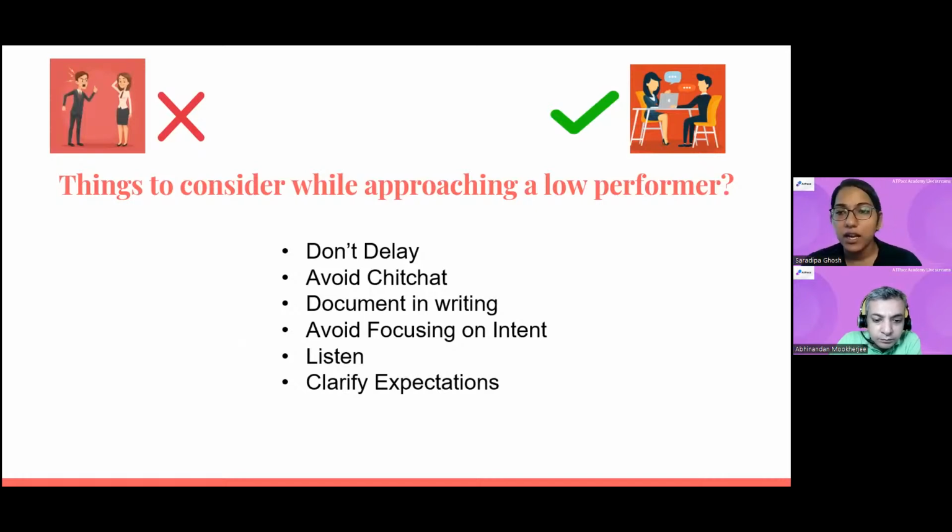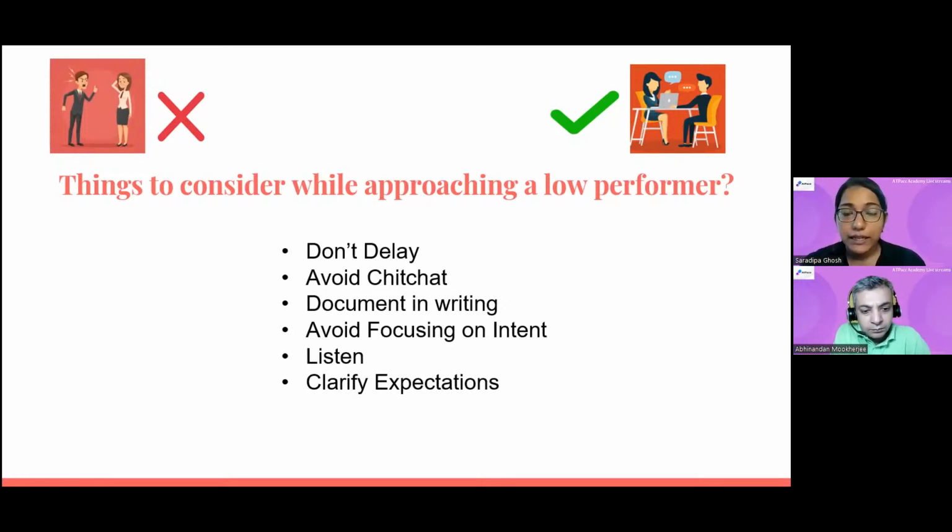Then avoid chit chat. People often try to break the ice at the beginning of a difficult conversation. Treat the person respectfully, but don't engage in small talk. Acknowledging a serious issue after casual chit chat may make it very difficult to come to the point.